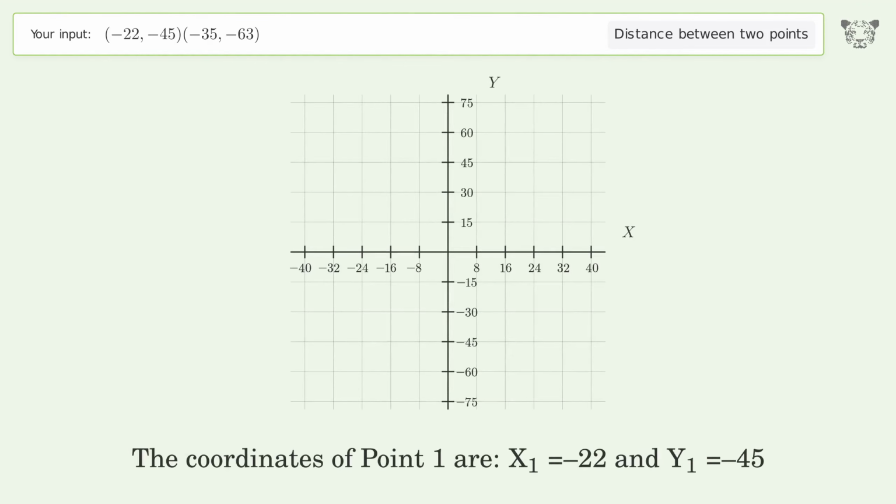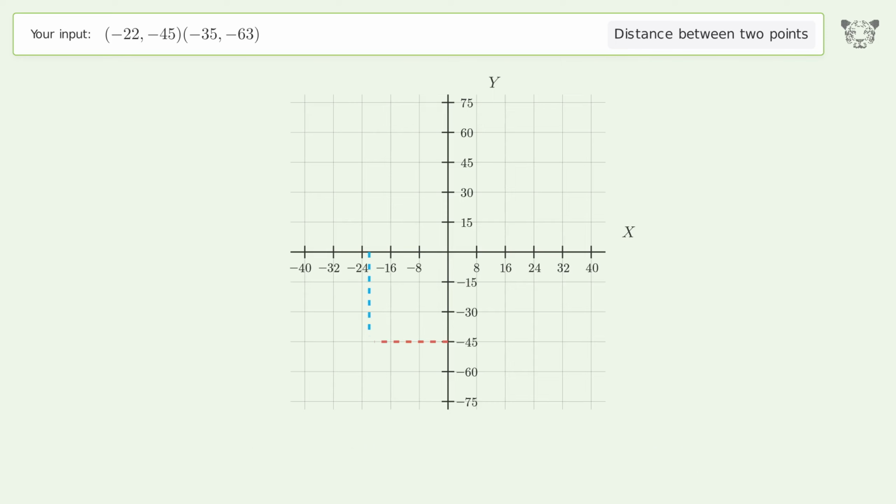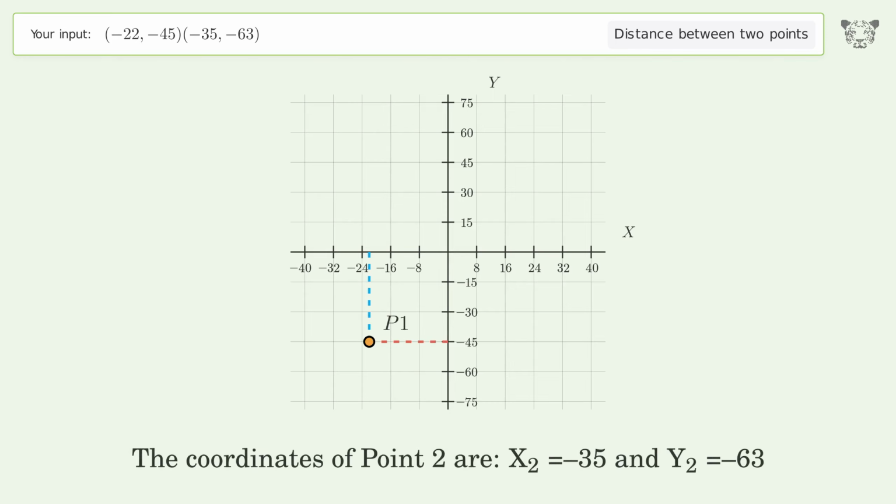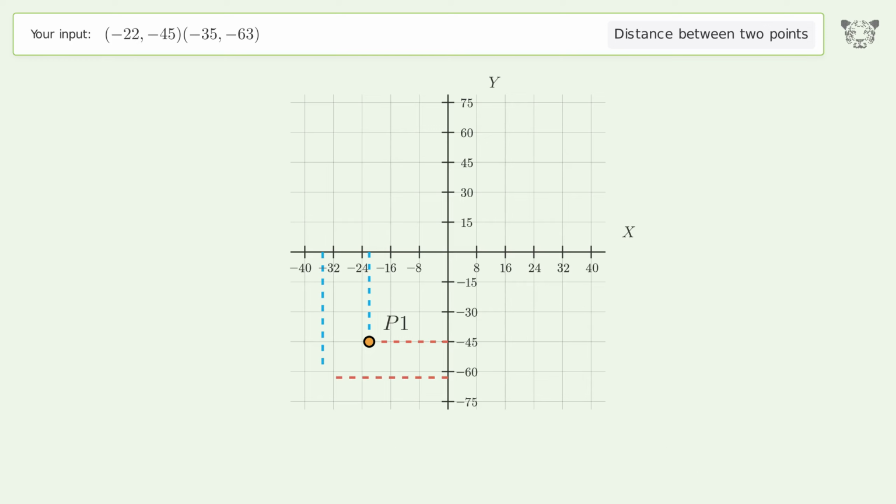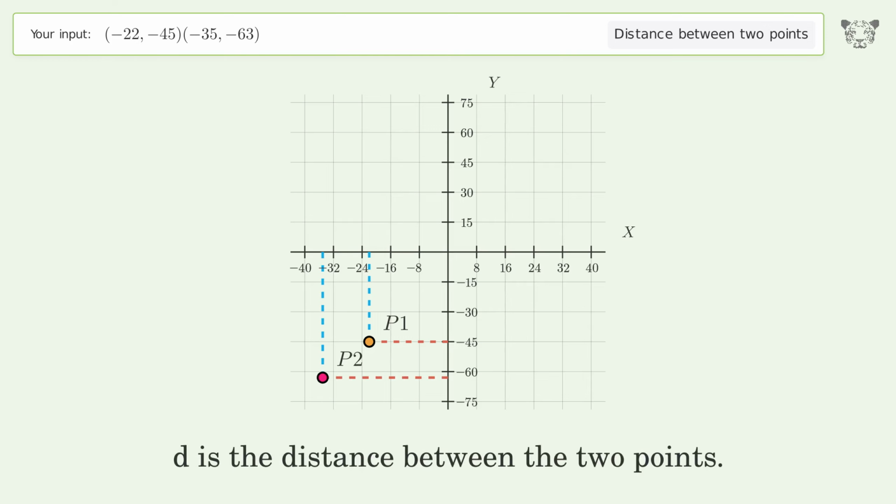The coordinates of point 1 are x1 equals -22 and y1 equals -45. The coordinates of point 2 are x2 equals -35 and y2 equals -63. D is the distance between the 2 points.